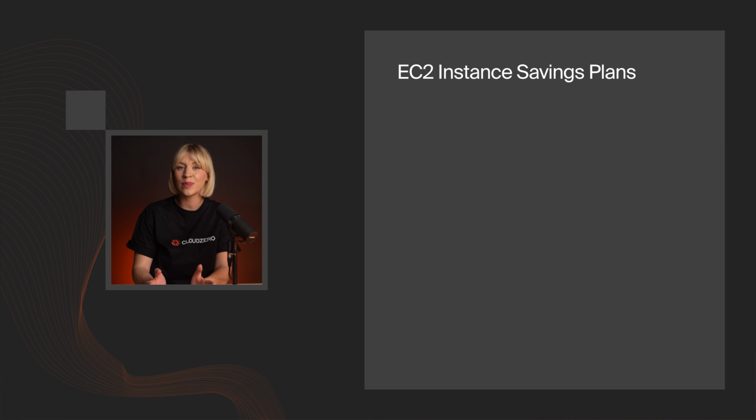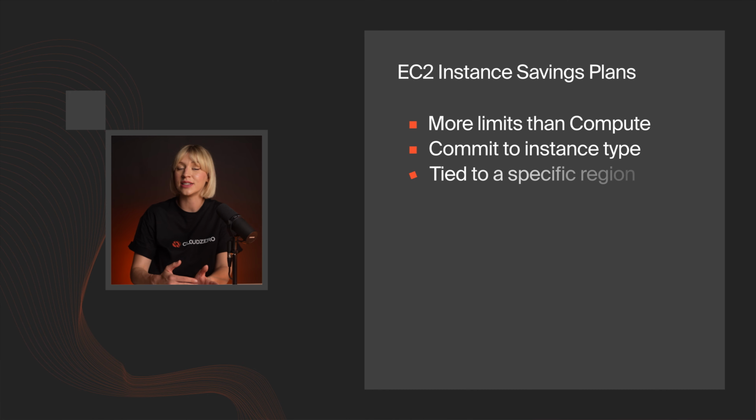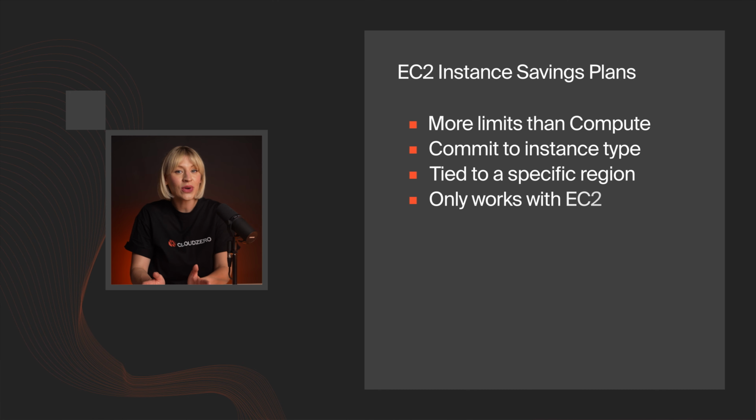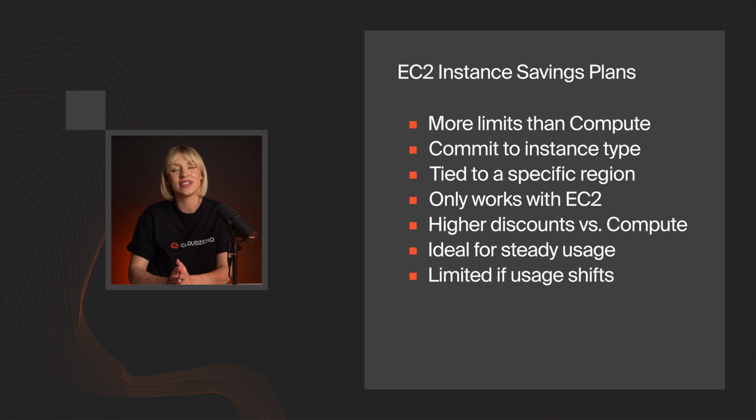EC2 Instance Savings Plans are more restrictive. You commit to using a specific instance family within a specific region. So if you know you're always going to be running a bunch of M5 extra large instances in US East 1, this plan gives you a deeper discount than the more flexible compute version. But if your usage changes, you're stuck.